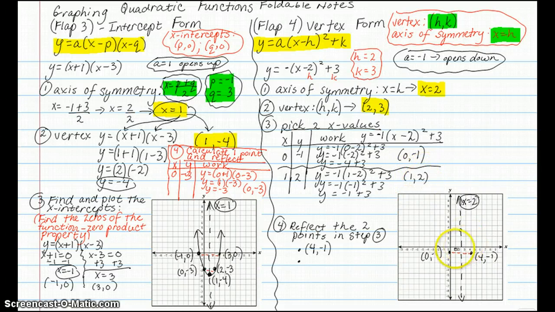So let's plot our 1, 2, label it, and then we're going to reflect it. So we are 1 from the axis of symmetry on the left side at 1, 2, so we are 1 to the right side of the axis of symmetry. Plot our point. It is 3, 2. And we're going to write that here, 3, 2. And then we are going to connect our points with the parabola, and there is your graph.